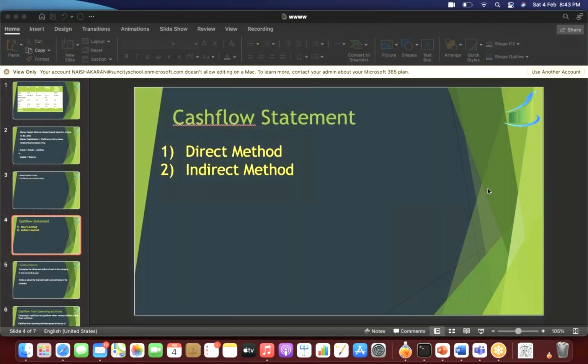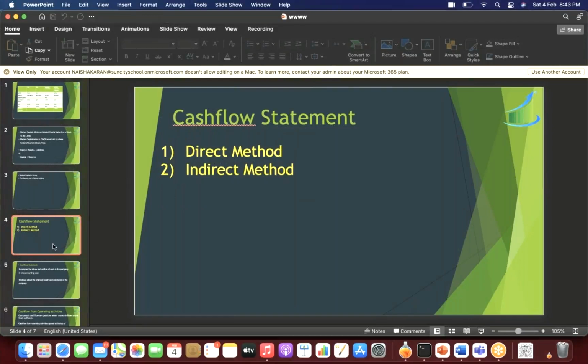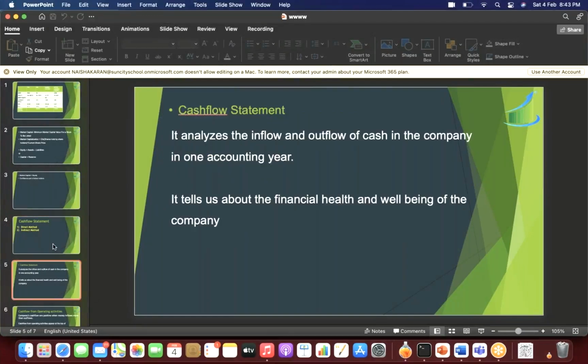But when we have to analyze from the point of view of investment, all the companies prepare the indirect method of cash flow statement. Now, so do we understand what is inflow of cash, what is outflow of cash? Please remember, whatever we do, whether we calculate ratios, whether we calculate cash flow statement, it is always done for a period of one accounting year.